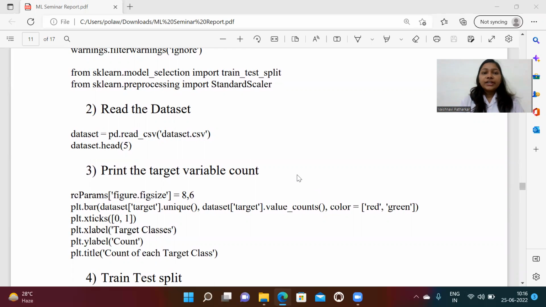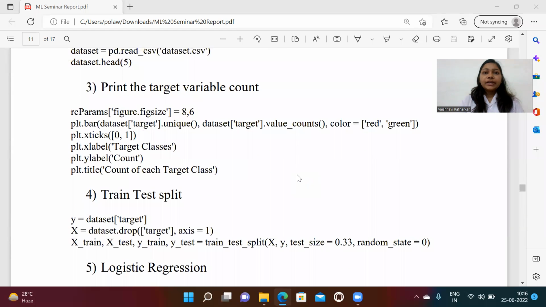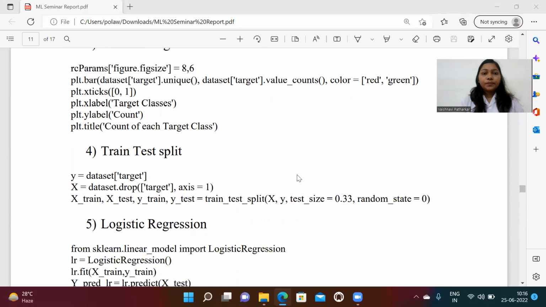Then next, read the dataset. Here we read the dataset using the read_csv command, and then print the dataset. Then next one is to print the target variable count. So here, with the help of a bar plot, we print the count of the target variable in the dataset.